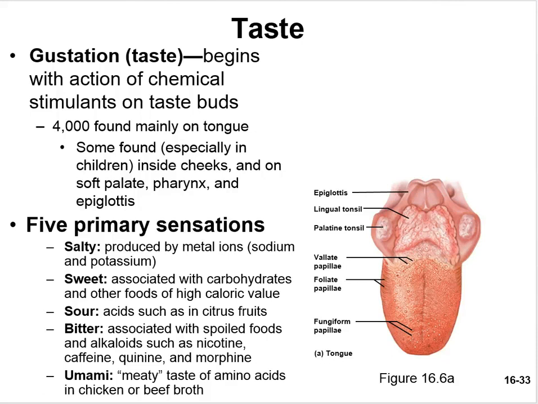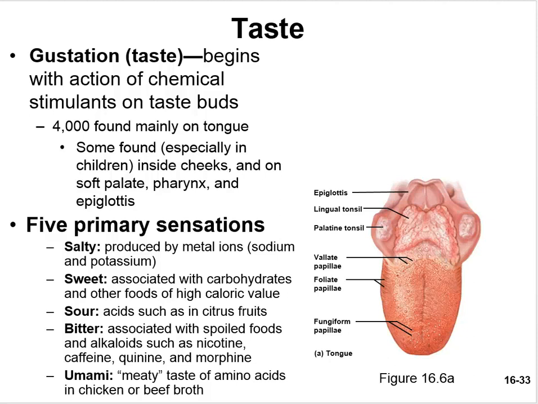Taste is also called gustation, and it begins with the action of chemical stimulants on the taste buds. Those are called tastants. There's about 4,000 found mainly on the tongue, and especially in children, they have a few more inside on the cheeks, the soft palate, the pharynx, and even the epiglottis. There's 5 primary sensations that we can experience.